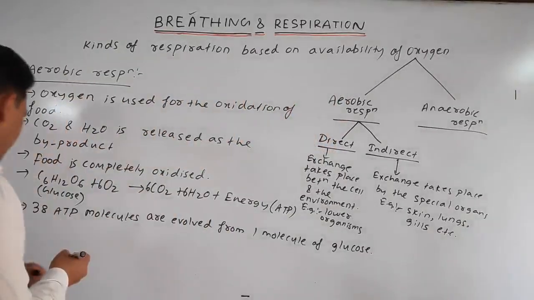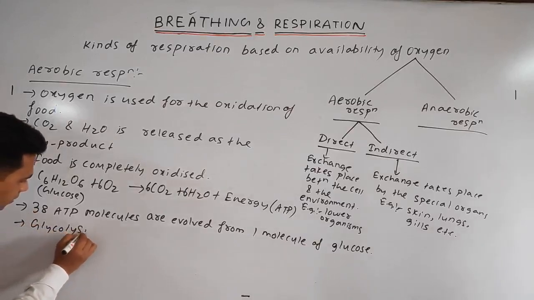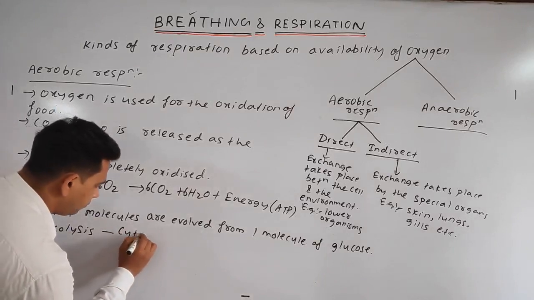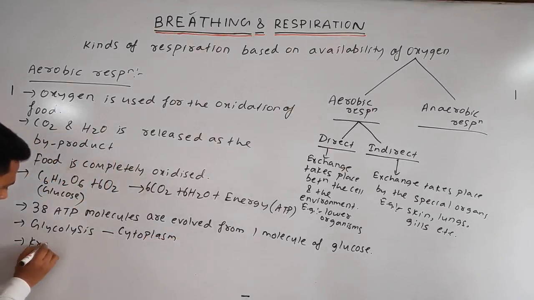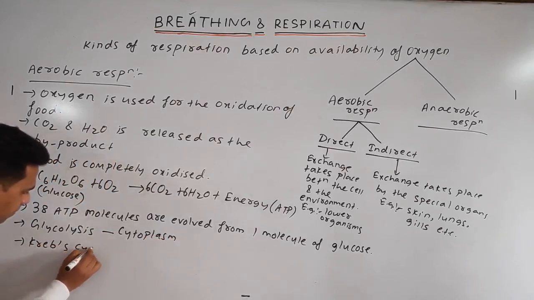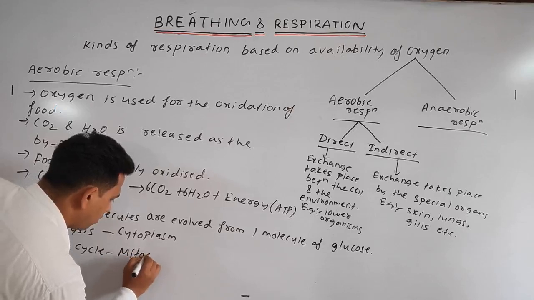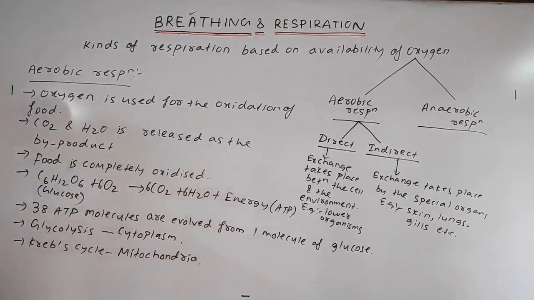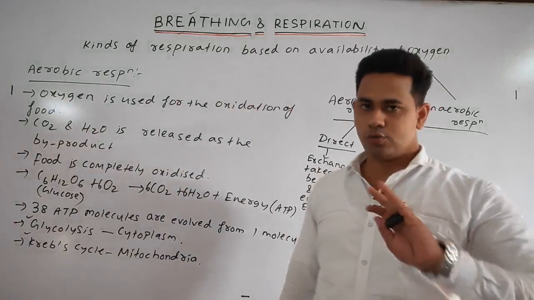So we can write our next point. The glycolysis always takes place inside the cytoplasm, and the Krebs cycle always takes place inside the mitochondria, the powerhouse of the cell. Students, you will read the details about glycolysis and the Krebs cycle in the botany chapter, so don't worry about that.